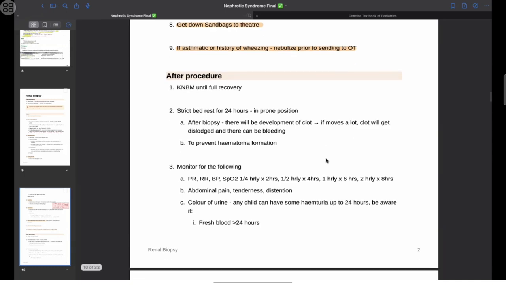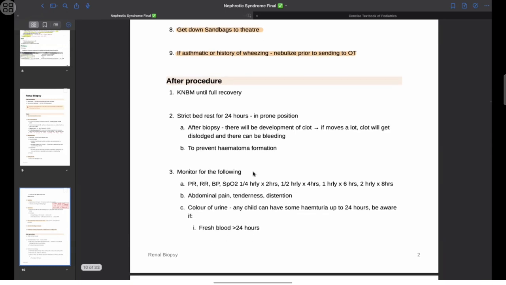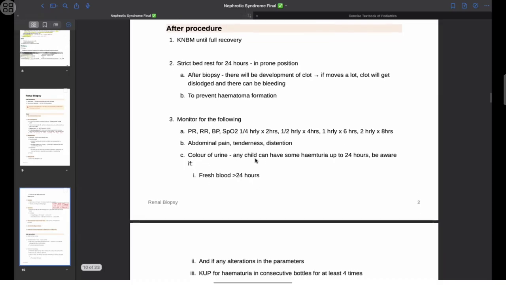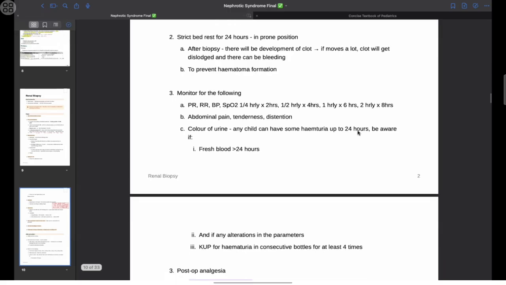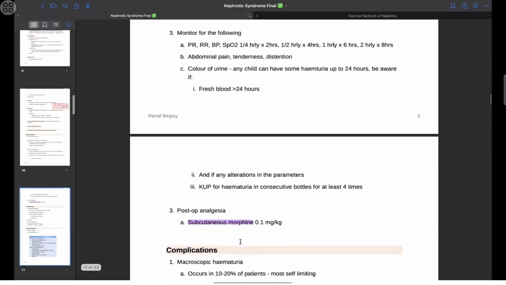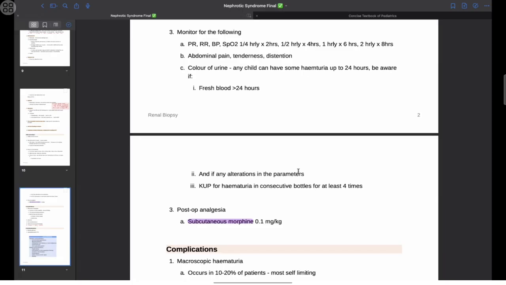So following the procedure, these are the things we monitor as usual. Because the patient is getting general anesthesia, we need to monitor these things. Then we are looking for any abdominal pain, tenderness, distension, and we're looking for the color of the urine. Okay, so any child can have some hematuria up to the 24 hours. So you have to be aware if there is fresh blood in the urine after 24 hours. Okay, and if there is any alteration in their other parameters, that is your blood pressure, respiratory rate, pulse rate, and all of that, because that might also indicate that there is some internal bleeding going on.